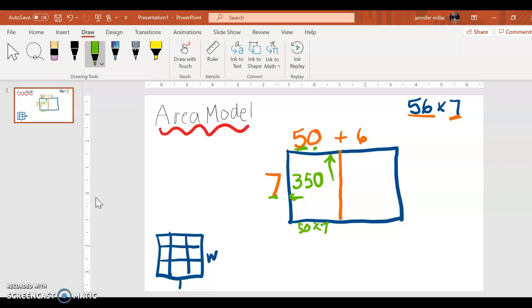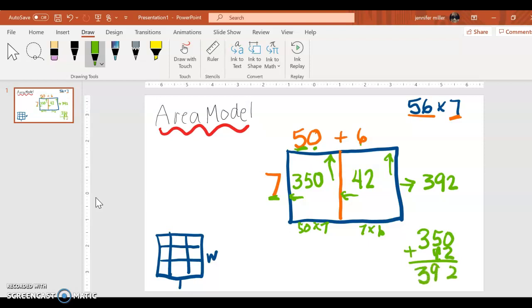Then I need to look at this cell, and I always again look all the way to the left and all the way to the top. So I'm going to multiply 7 times 6. And I know that that one's 42. And if you don't know, use your multiplication chart right now. Now I can add these two partial products mentally to see that it's 392. But if you're not sure, come over here and just line up your numbers by place value. And there's your 392. Okay? So I can do a second example there.